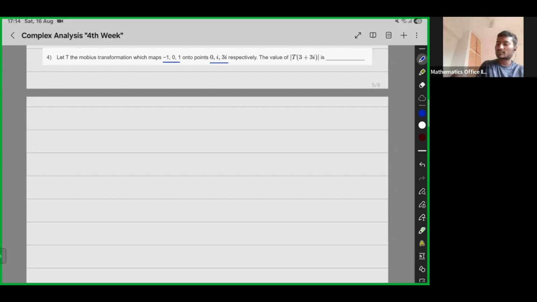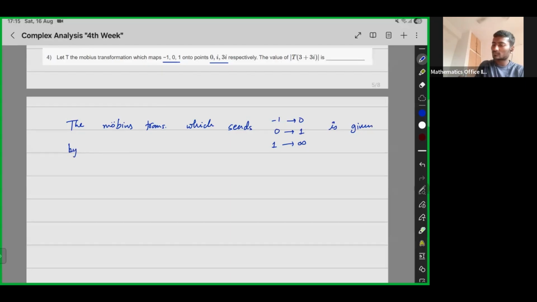We'll see what the Mobius transformation is which sends -1 to 0, 0 to 1, and 1 to infinity. These details are pretty long, so I'm writing directly how it is given. You solve it. -1 is going to 0.